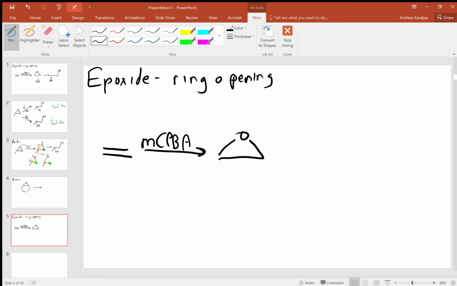And while epoxides by themselves may not have a lot of use due to the ring strain of the three-membered ring, it turns out it's very, very easy to add nucleophiles to them, which forms an alcohol on one side and a new carbon nucleophile bond on the other side. Now, this reaction can be done under both acidic and basic conditions.